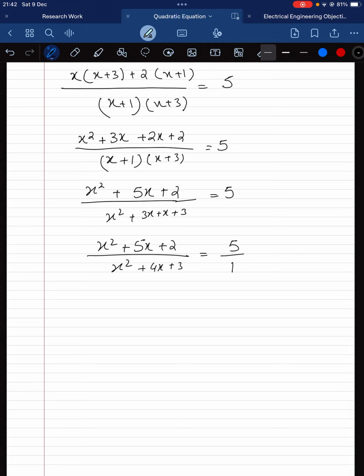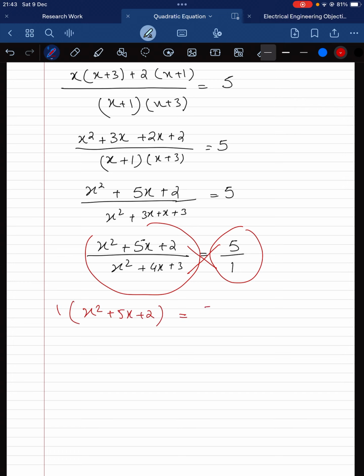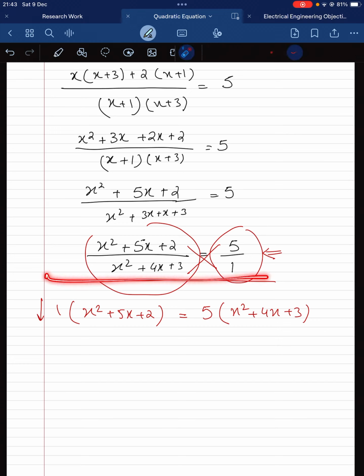Now you can cross multiply. Now we have a single fraction on this side and a single number on this side. So x square plus 5x plus 2 will be multiplied with 1 and then the equal sign, and 5 will be multiplied with x square plus 4x plus 3. If they ask you to write in a single fraction, then you can leave your question over. This is your answer. If they ask you to solve, then you have to do these steps.